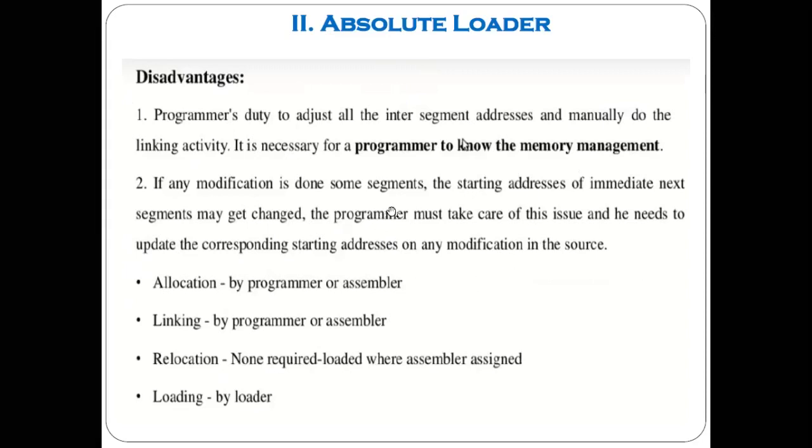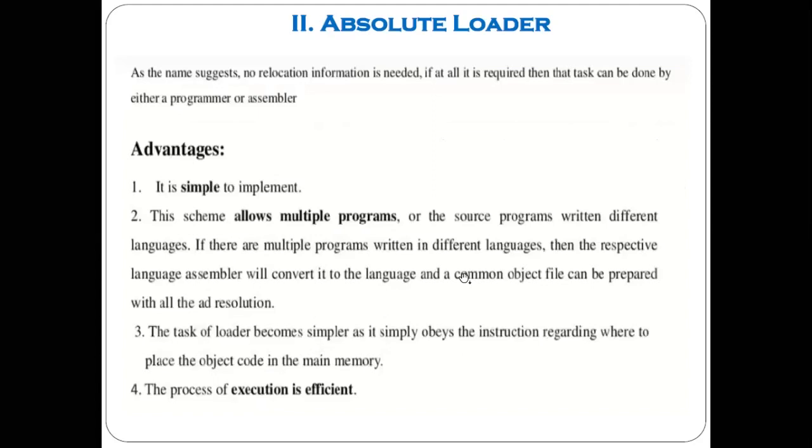So that is one of the disadvantages: it is the programmer's duty to adjust all the intersegment addresses and manually do the linking activity, loading, and relocating activity. That has to be done by the programmer. This is the part we have already discussed, that's why I am discussing this quickly. Okay, so if you compare the first loader, the compile and go loader, and the second loader, the absolute loader, the differences are quite visible.